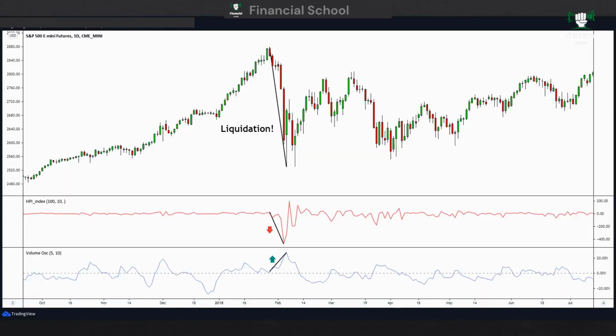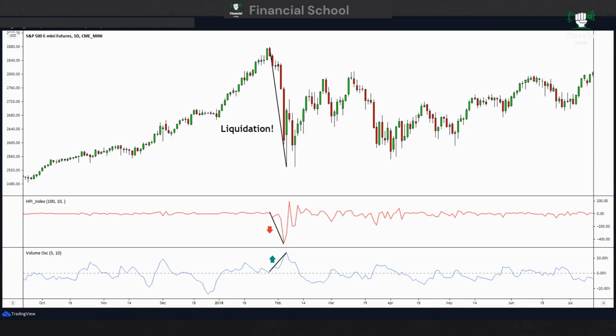In this chart, we can see a very clear example of the Herrick Payoff Index being used in the daily S&P futures. In the highlighted price movement, the Herrick Payoff Index is going down while the volume oscillator is going up. According to the interpretation of volume in alignment with open interest, this means a liquidation. In other words, a violent bearish movement, which is exactly what happened in this chart.